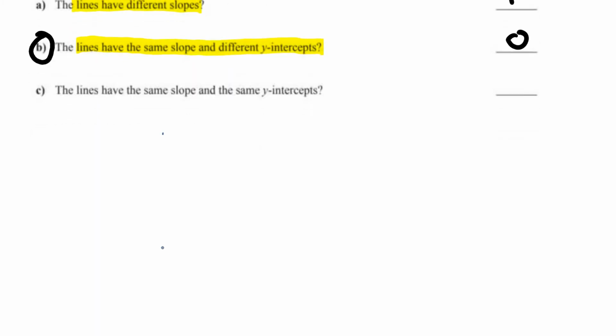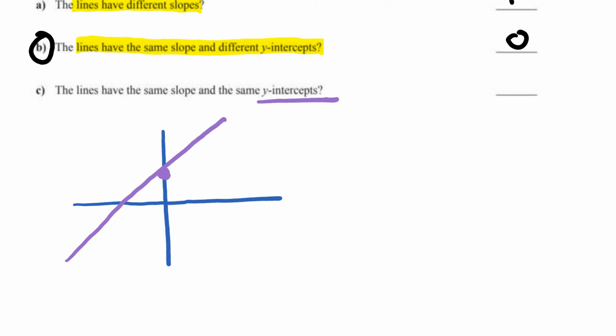And for letter C, the lines have the same slope and same y-intercept. Okay, so let's just put a y-intercept there, and here's my slope. And if I have another same y-intercept in green and same slope, then you'll notice that there's going to be infinitely many intersection points, right? So I'll draw that as a sideways 8, meaning there are infinitely many solutions there. Okay, so that's some of the questions on the theory part of section 6.1.